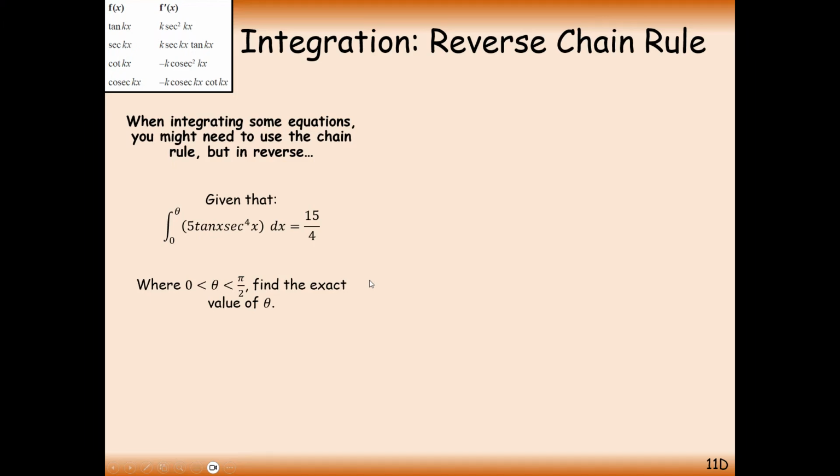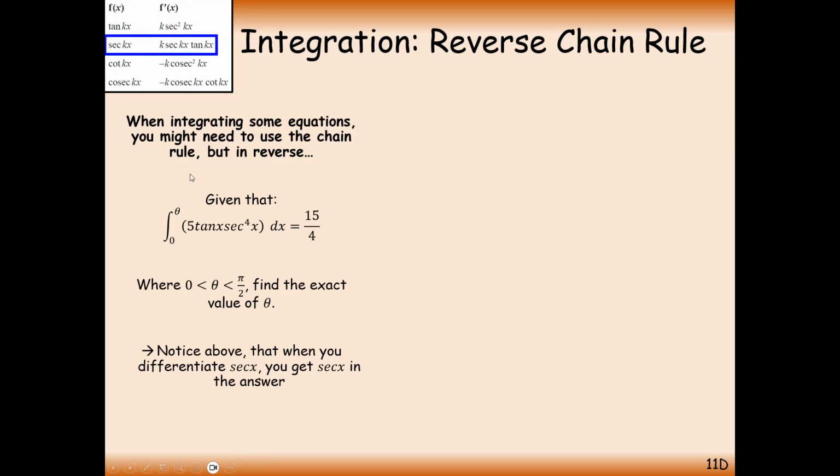We have 5 tan of x multiplied by sec to the power of 4. The answer is given to us, 15 over 4. What are we looking for then? We have been told that theta lies between 0 and pi over 2. We have to calculate the value of theta that would give us such an answer. So we work backwards. We look at our table of derivatives.